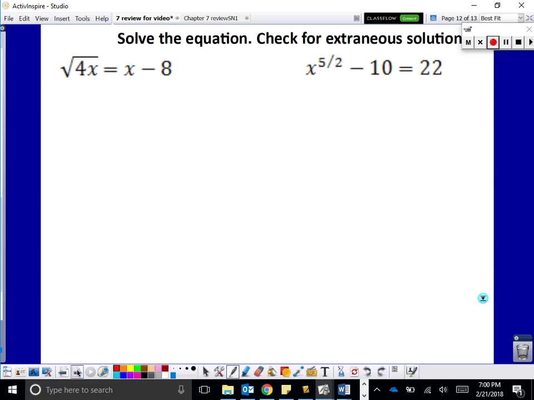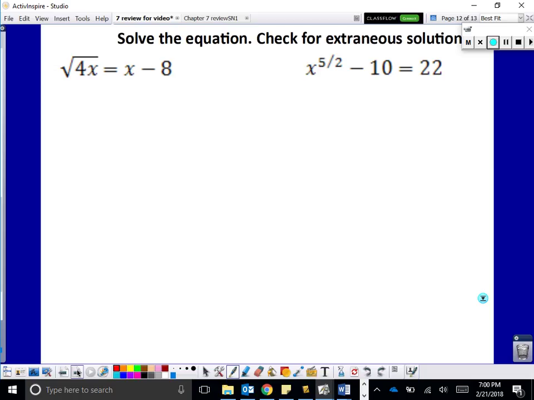Alright, so on to the last section where we were solving, and this was where we really had to check for extraneous solutions at times. Remember, that is only needed when we are squaring or taking something to the 4th power or 6th power, any even power. Again, if you can't commit that to memory, it's always a good idea just to check all of your answers.